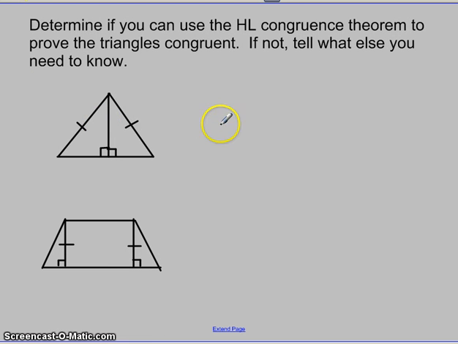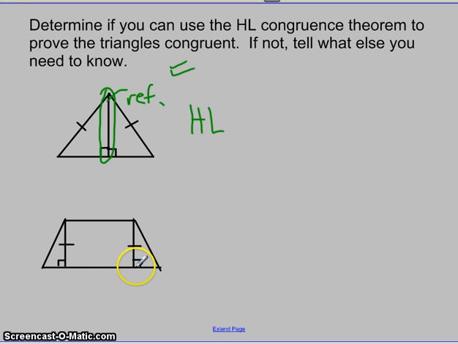Let's see, it says determine if you can use the HL congruence theorem to prove that the triangles are congruent. If not, tell what else you would need to know. So let's see here. This first example, we've got right angles. Check number 1. Check number 2 would be the hypotenuses congruent. So we just need one of these two legs congruent. Well, it's not marked, but notice that they share this side right here. So we could say that it's congruent to itself by the reflexive property. So we would have enough to use the HL theorem based off of the hypotenuse is congruent, one of the legs with the reflexive property of congruence, and then the right angles to make it a right triangle.